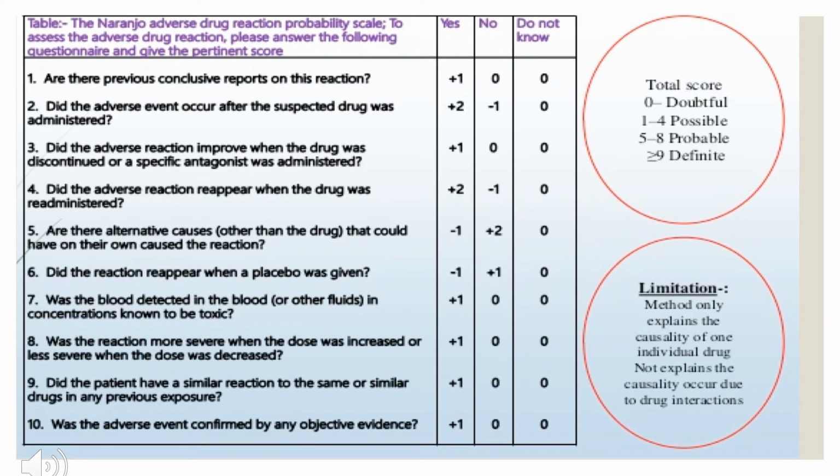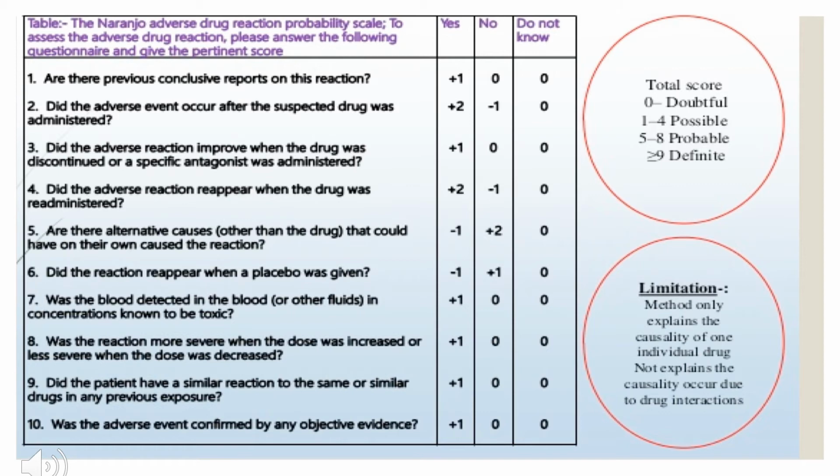So here is a Naranjo algorithm example. There are few questions which are listed out. Depending upon the yes or no answers, they give a marking system. If the total score is greater than 8, the adverse drug reaction is definitely because of the use of that particular drug. If it is between 5 to 8, it may be a probable condition. If it is 1 to 4, it is possible, and if it is less than 1, it is doubtful that the adverse effect developed because of this particular drug.